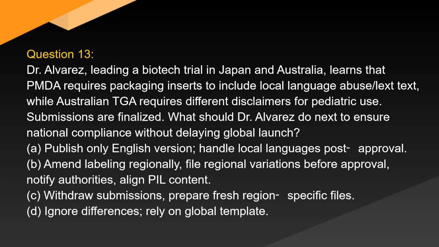A. Publish only English version. Handle local languages post-approval. B. Amend labeling regionally. File regional variations before approval. Notify authorities. Align PIL content. C. Withdraw submissions. Prepare fresh region-specific files. D. Ignore differences. Rely on global template.